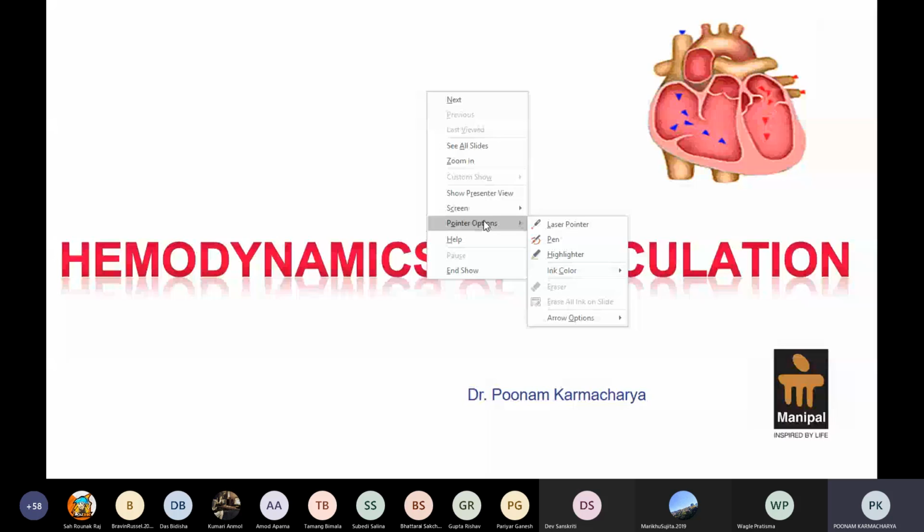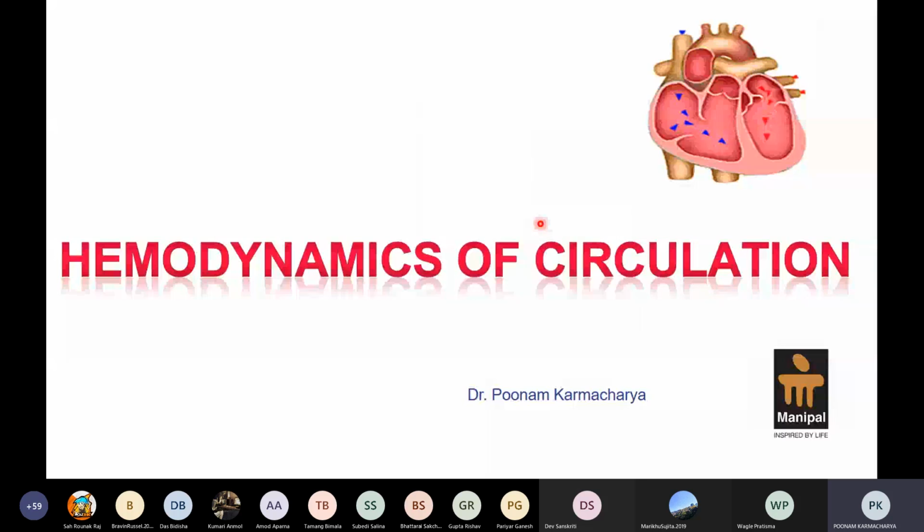Okay, so today we are going to deal with hemodynamics of circulation. So hemo means blood, right? And dynamics means flow. So hemodynamics is basically the flow, right? And the study of the blood flow is called hemodynamics. So we're going to study how the blood flow occurs in our circulation, what are the factors that affect the blood circulation. So all those things we are going to discuss today.